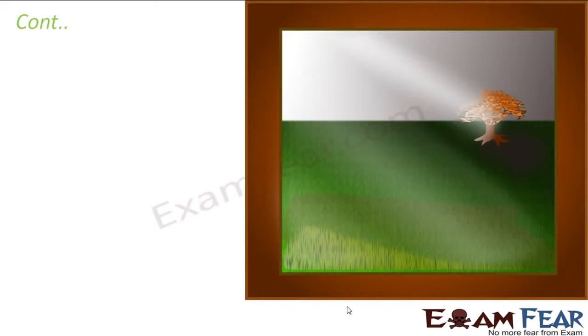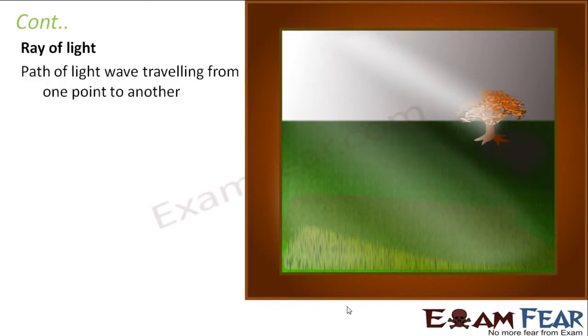Because if literally you look at the meaning of a ray and a beam, generally we think that both are the same. But actually here, when I talk about a ray of light, I am talking about the path of a light wave traveling from one point to another. Let us suppose this is one point, this is another point, and this is my light wave. So the path of the light wave from this point to this point, this is the path, right? So we say that this is a ray of light.